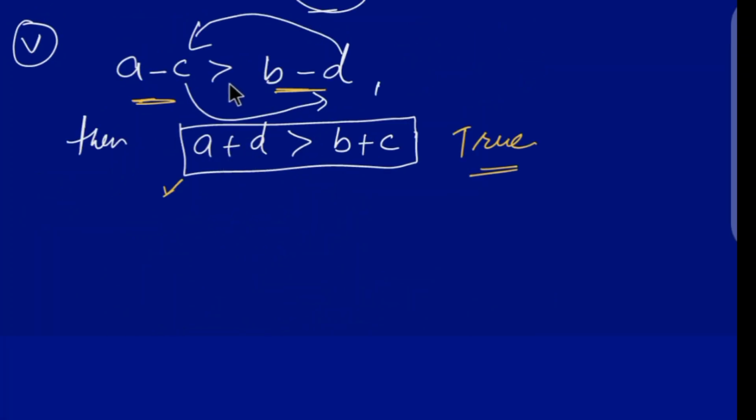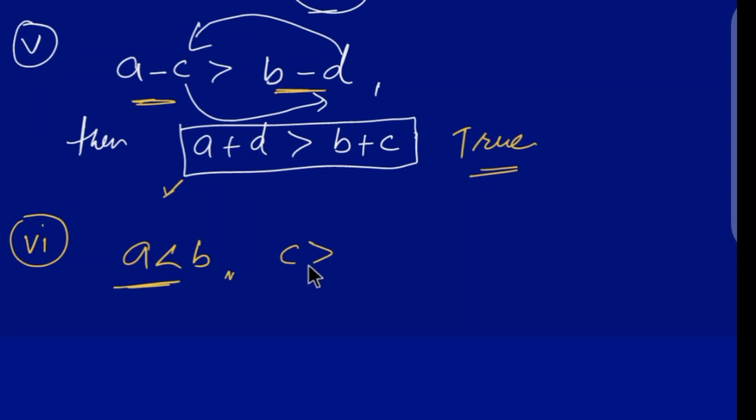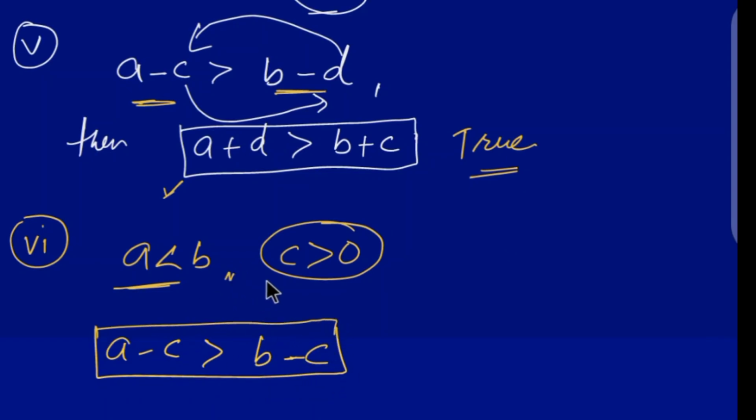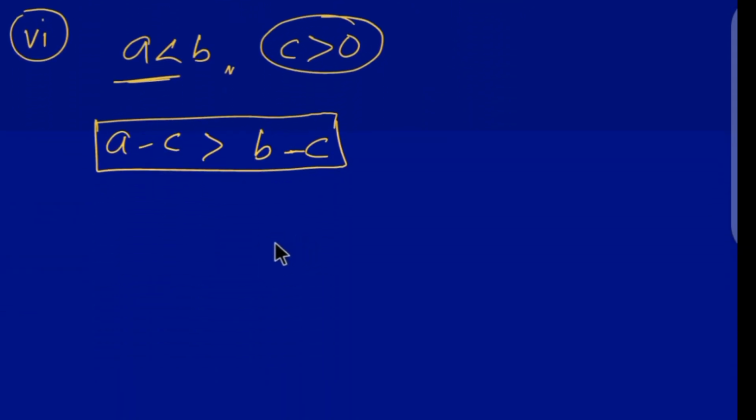What about number 6? If a less than b, one condition is given to us, and c is a positive number. Okay, c is a positive number, it's clearly written there. Then tell me, a minus c greater than b minus c. I always tell you, if you are not able to understand this, try to take an example. So we are going to take an example and try to understand whether the given statement is true or false.